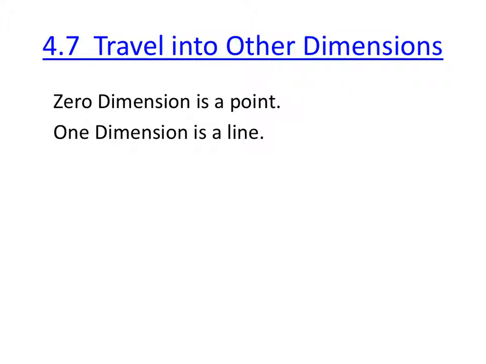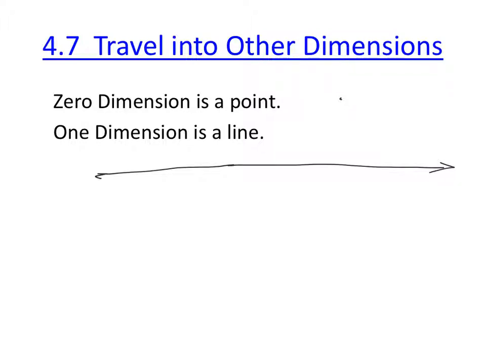So 0 dimensions is a point. 1 dimension is a line. If we take that point and drag it side to side, we create a new dimension. One might call it length. And so 1 dimension is a line.